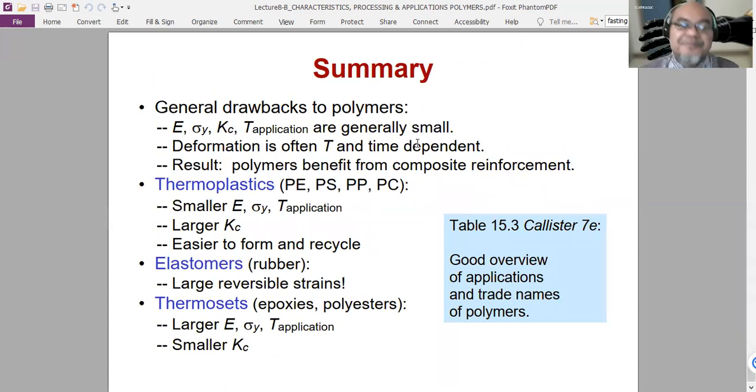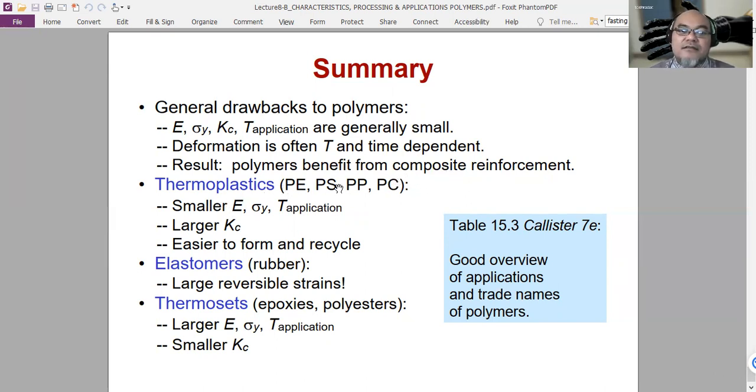So in summary, the general drawbacks of polymers are that, among others, the Young's modulus, the yield strength, the temperature of application, the melting temperature, are generally small. Therefore, the deformation is often temperature and time dependent. Usually polymers will benefit from composite reinforcement. If we want to use polymers in real application, usually they are mixed with other material to make a composite.